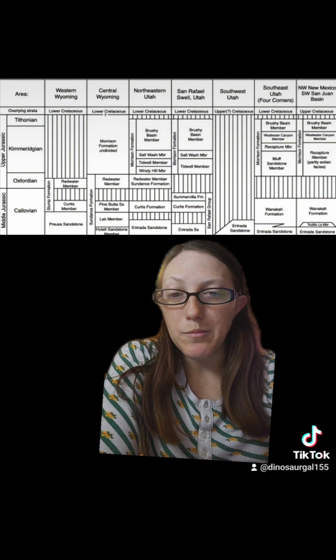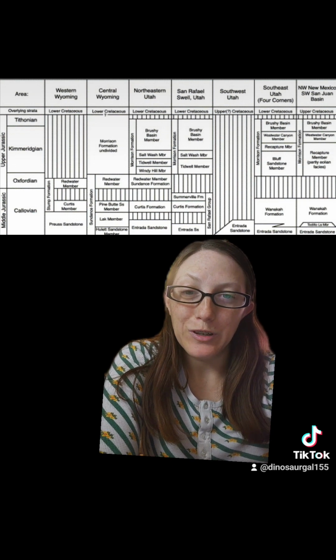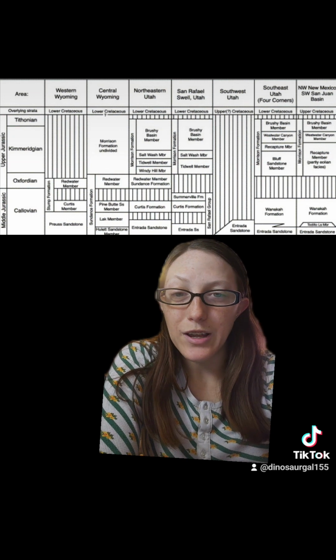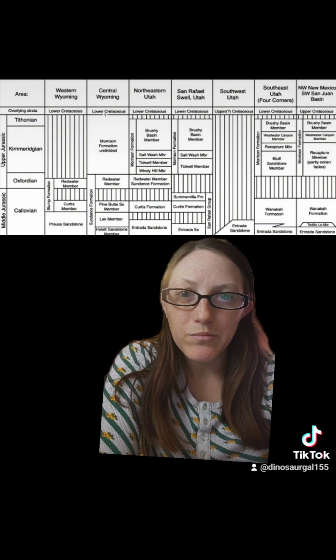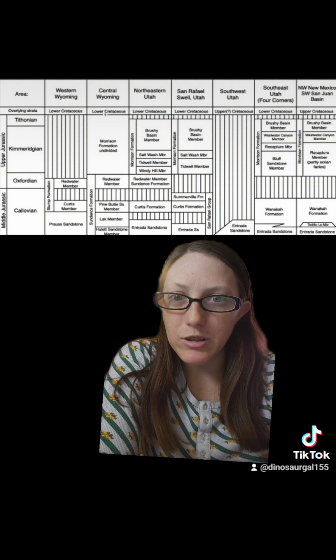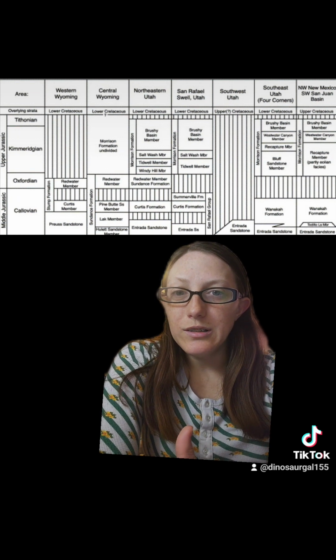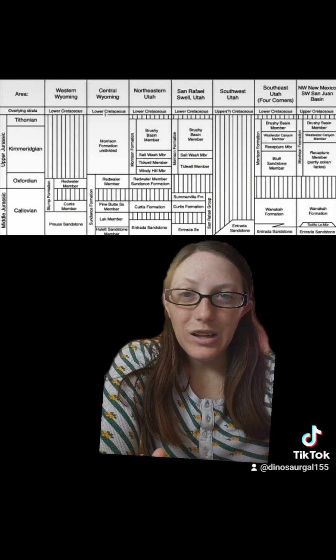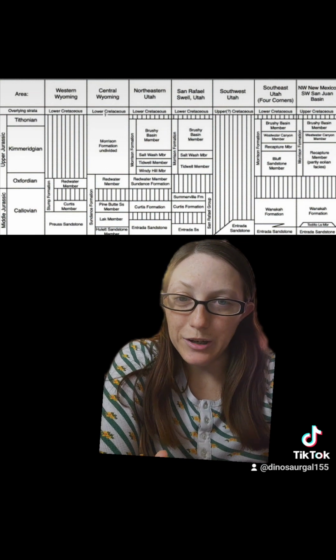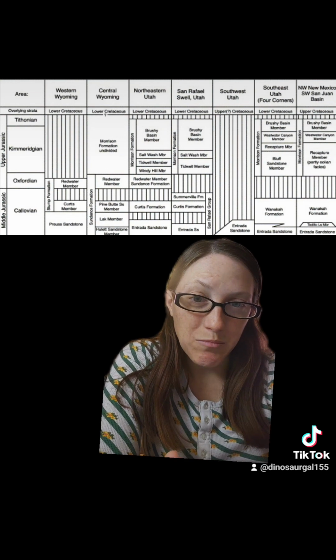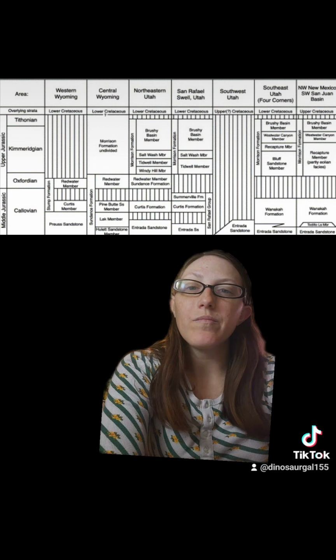So, like in previous videos when I mentioned Dystrophaeus was found, Dystrophaeus, whatever you want to call it, was found in the Tidwell member. Well, it's 10 million years older than Diplodocus, who's found in the Brushy Basin member. So, you know, big gaps.